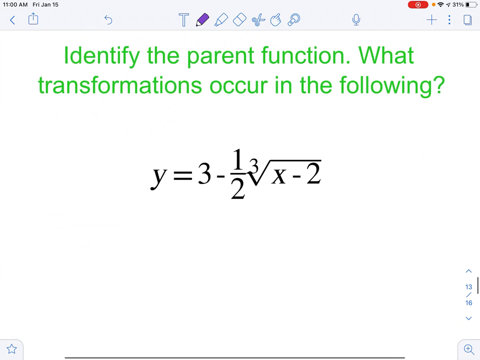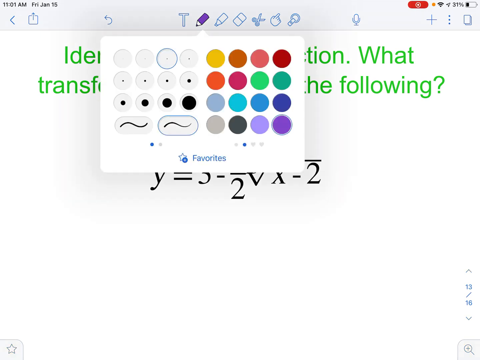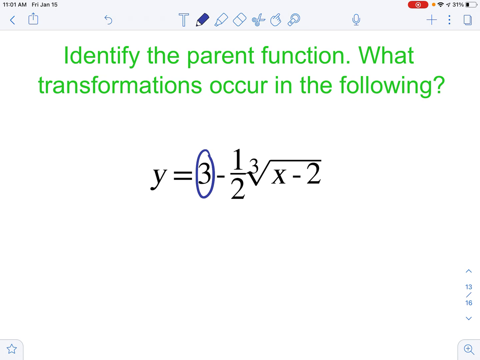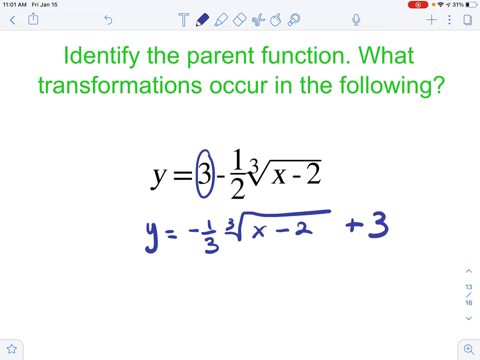So the last skill you need to be able to do is to identify a parent function from a given equation and figure out what the transformations are without actually graphing it. So if we take a look at this example, the first thing I want you to remember is that this 3 and this 1/2 cannot be combined, right? The 1/2 has a radical attached, the 3 does not. So I'm actually going to suggest that you separate it and, using the commutative property, rewrite it with 3 at the end. Okay? I just made one mistake.